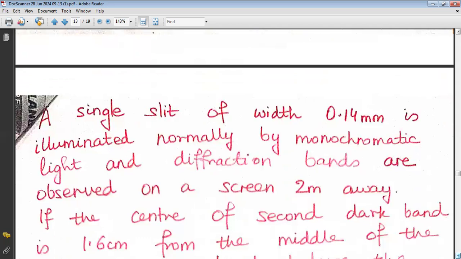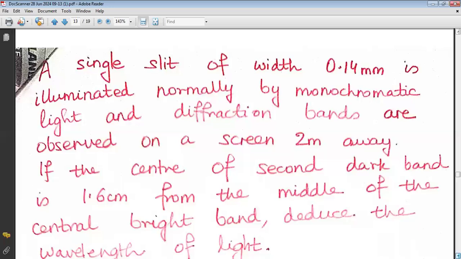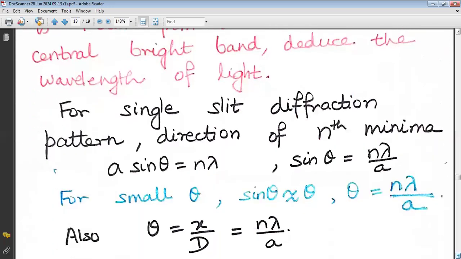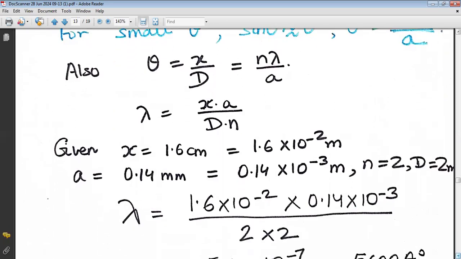A single slit of width 0.14 millimeter is illuminated normally. If the center of the second dark band is 1.6 centimeter from the middle of the central bright band, find the wavelength of light. Sine theta is n lambda. For theta small, sine theta tends to theta. Theta is n lambda upon a. We have been given the values.